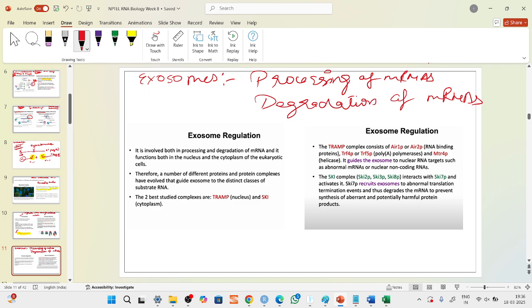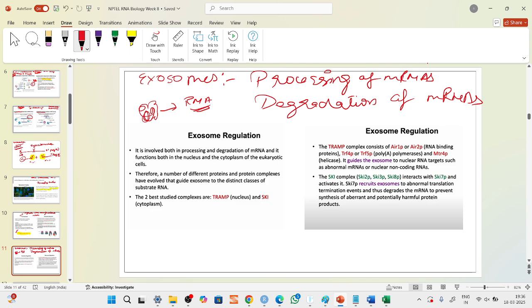This TRAMP complex consists of AIR1P, AIR2P, TRF4P, TRF5P, MTR4P. So what happens is that these complexes help in guiding the exosome towards its RNA. So if this is your exosome, it has several complexes, right? Now this exosome has to be guided towards the RNA. So these different individual subunits which are present guide the exosome towards the RNA. Okay, so this is what the TRAMP complex does.